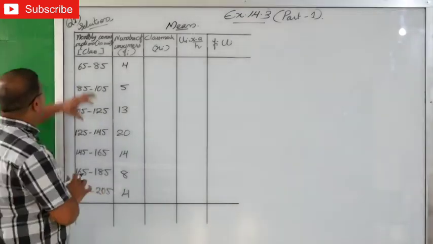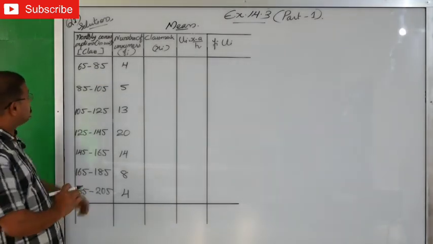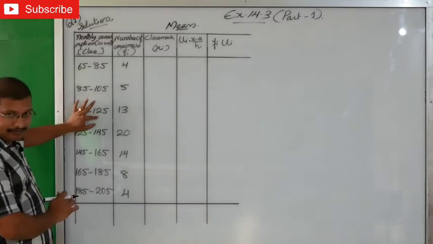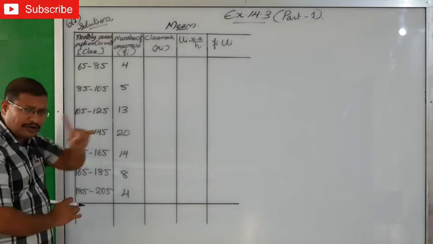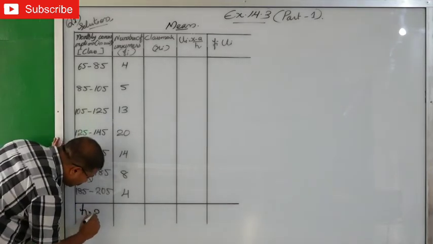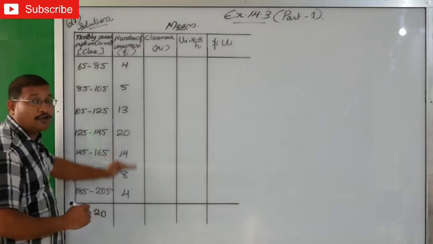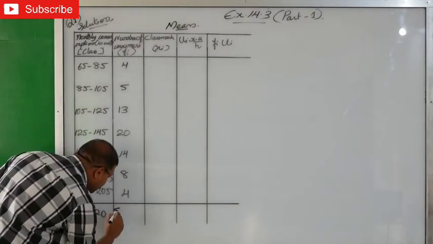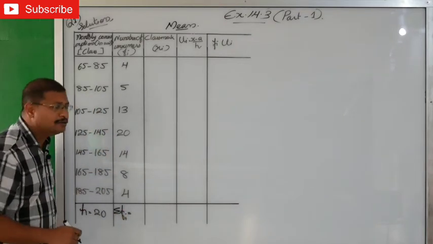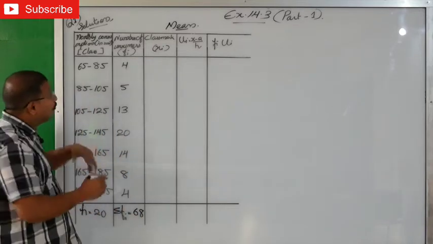Ready? So from the monthly consumption, we will find out the value of H. See, 85 to 105, 105 to 125. See, what is the difference here? We got it. H equals 20. So, H equals 20. Ready? After that, this frequency, we will add it. That means sigma Fi equals, how much we got? Yes, 68. Ready? Now what will you do?